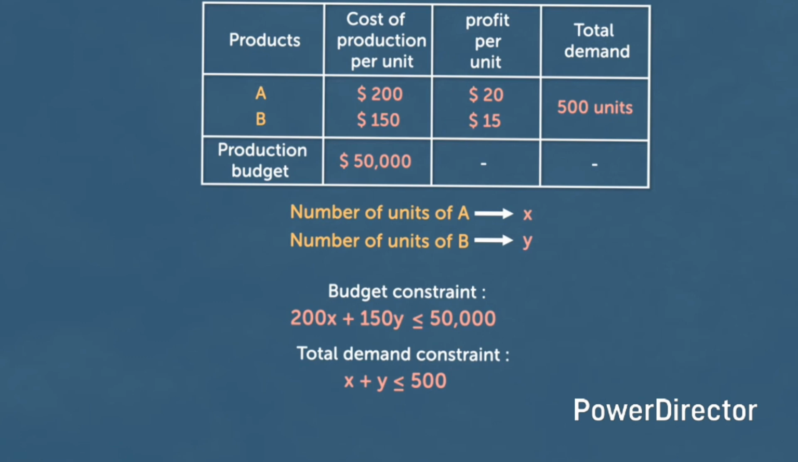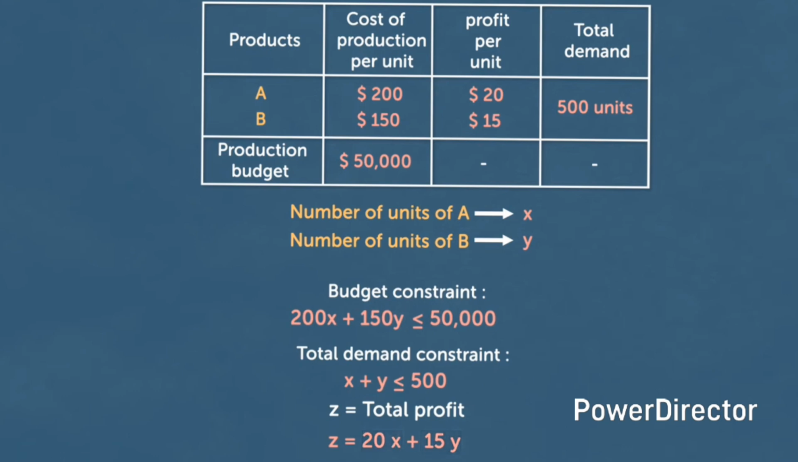Can you tell me the objective of the company in this case? The company would like to sell its products A and B in such a mix that it yields maximum profit in a month. In simple words, the company would try to maximize the profit which it can yield by selling A and B.